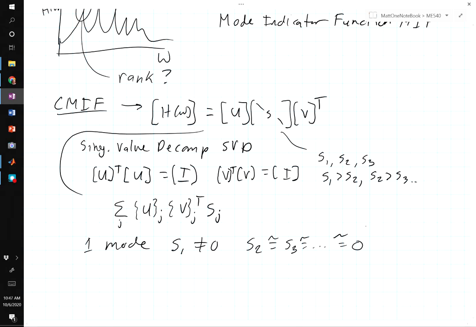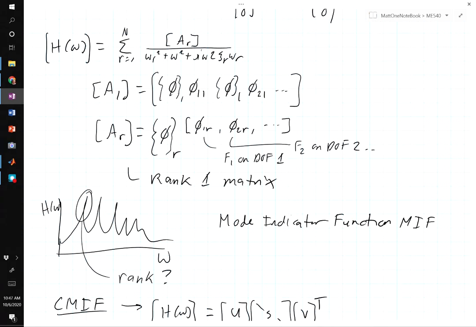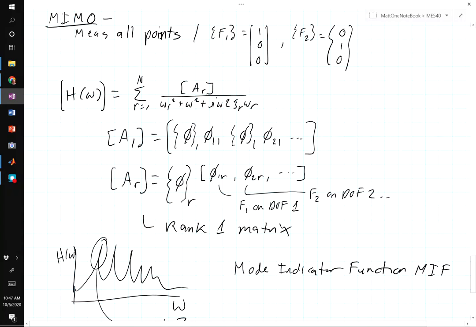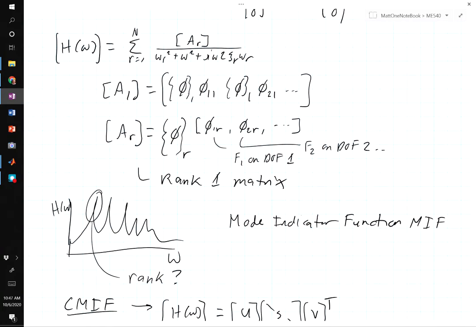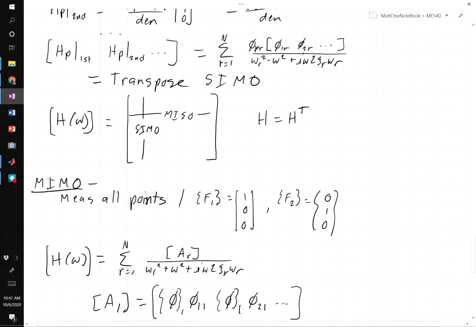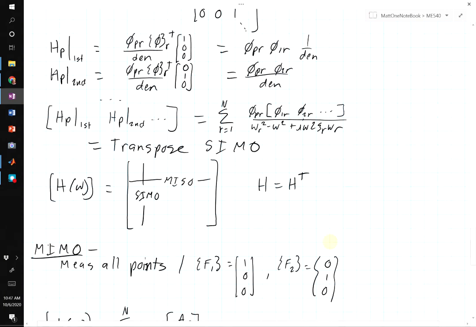And so this is a way that we can address difficult systems where we might have many modes present at one frequency. Let's show an example of this.